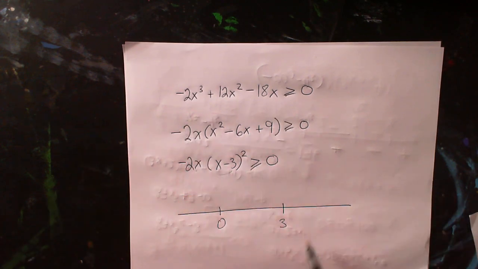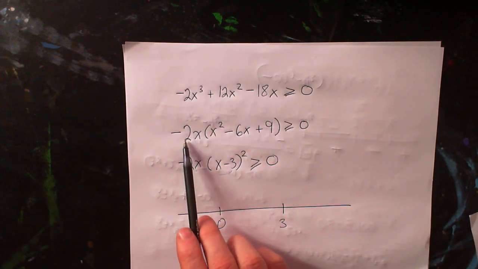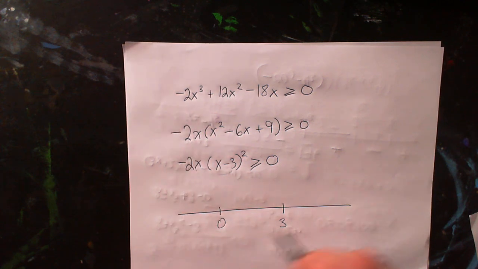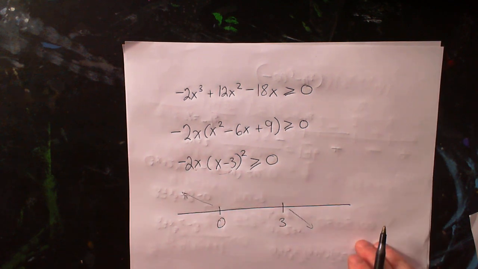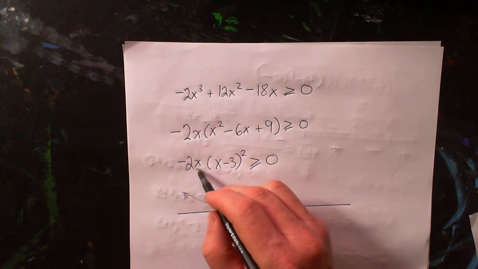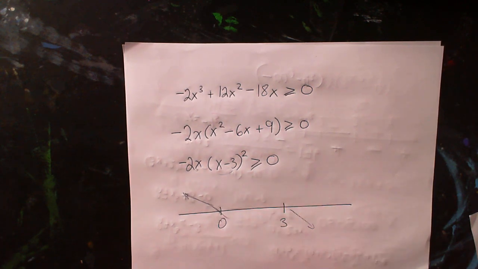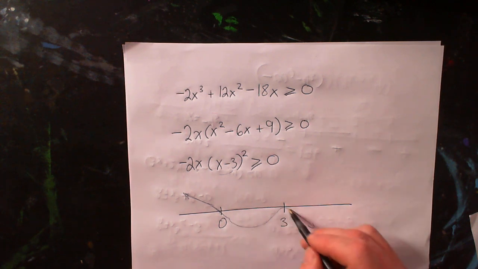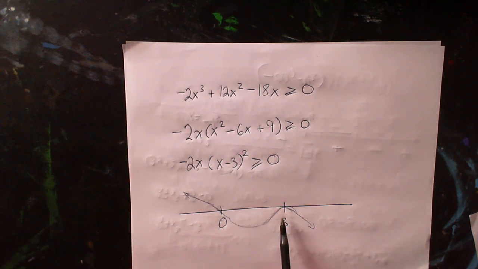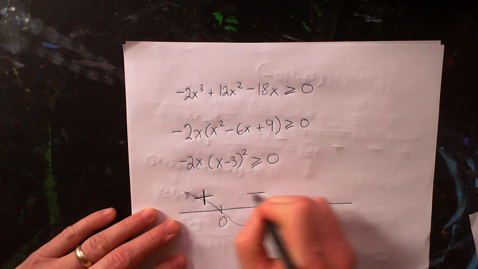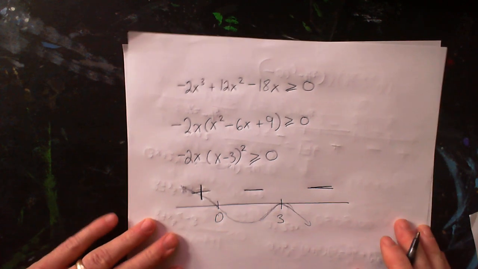What we get here, though, is that it's an odd function with a negative lead coefficient. So we know that it goes down on this side, up on that side. The 0 has a multiplicity of 1, so it's going to cut through. And then the 3 has an even multiplicity, so it's going to bounce. So when we make our sign line, we're going to be plus, minus, minus.